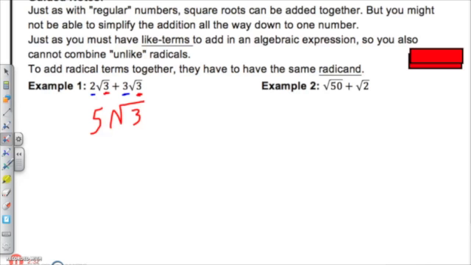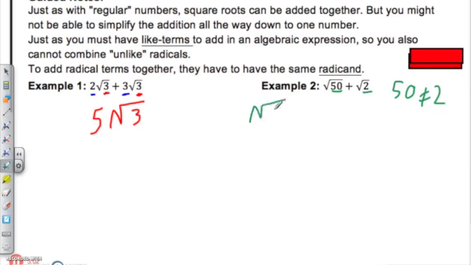Now let's look at example number 2. Notice this time we have a 50 and a 2 as our radicands. These are not the same. 50 is not the same as 2, so we can't just add these together yet. We have to see if we can get a like number underneath the radical. The square root of 2 is pretty much as simplified as you can get. There are no square numbers that will go into 2. But let's take a look at the square root of 50.